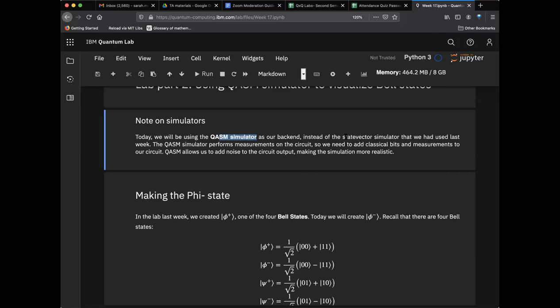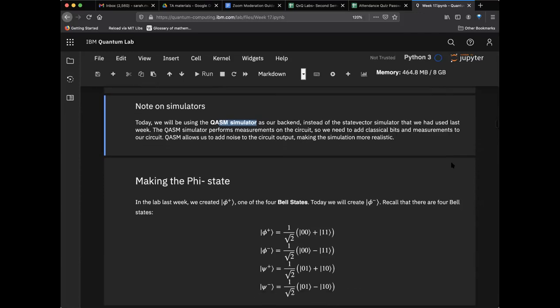On the other hand, the QASM simulator, rather than giving us the exact numerical probabilities, will try to run the circuit on a computer that pretends to be a quantum computer, and it will get the results from that, and will get some deviation from the ideal behavior of our quantum state. Because it is functionally performing measurements on the circuit and getting the results many, many times, we need to add classical bits and measurements to our circuit. And then we can add artificial noise to our circuit output to make the simulation more realistic.